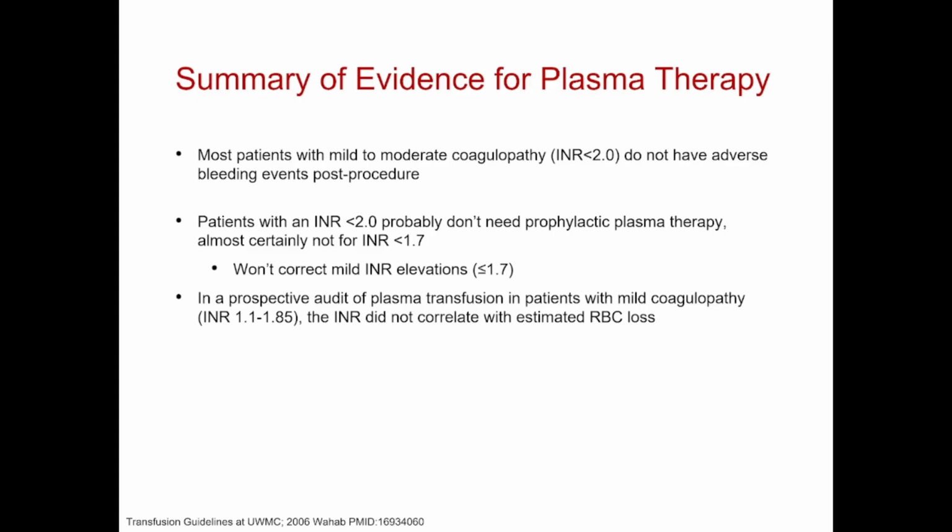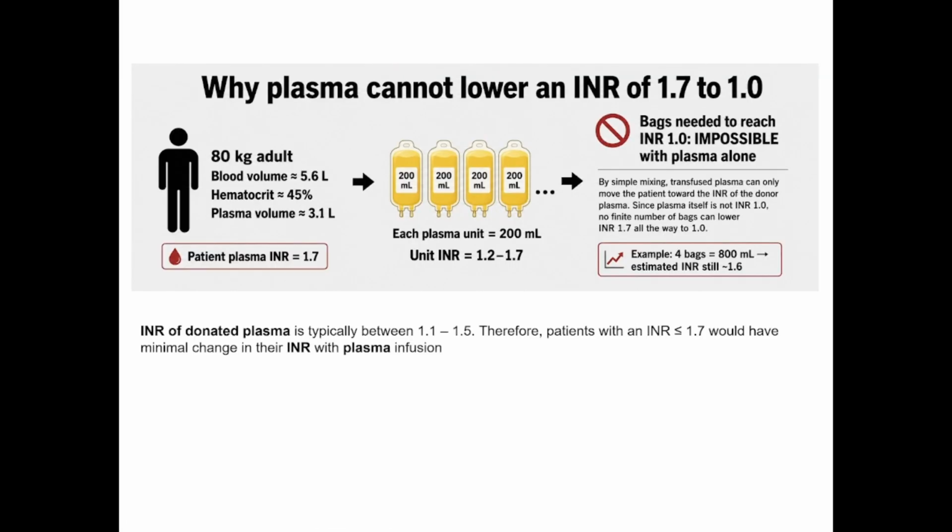So let's look at the summary of evidence for plasma therapy. Most patients with mild to moderate coagulopathy do not have adverse bleeding post-procedure. Patients with an INR of less than 2 probably do not need prophylactic therapy, and most certainly not for an INR of 1.7. If the patient has an INR of 1.7, plasma will not correct it, and I will explain that in the next slide. There's also a retrospective audit of plasma transfusions showing that in patients with mild coagulopathy, the INR did not correlate with estimated red cell loss.